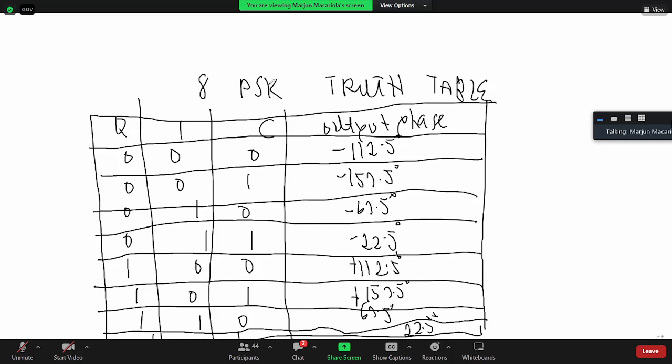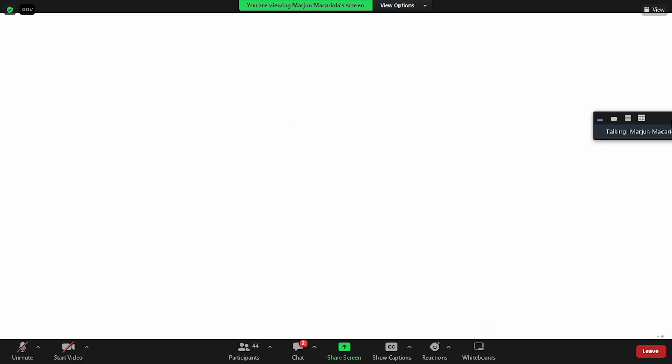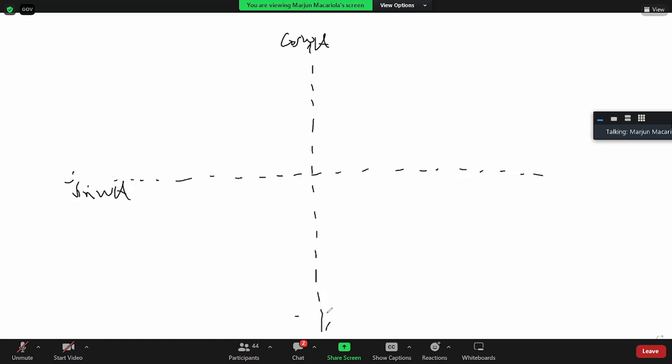Next po ay ang ating constellation diagram. When we're dealing with constellation diagram, what you're going to do is to draw imaginary lines. So this is again your positive cosine omega ct, negative sine omega ct, negative cosine omega ct, and this is your positive sine omega ct. Remember, when you're going to project lines, ito po ay naka-base sa angle ng mga nakuha nyo.